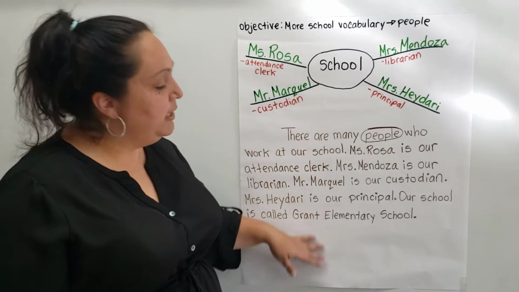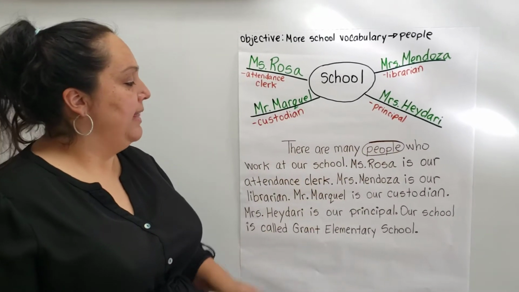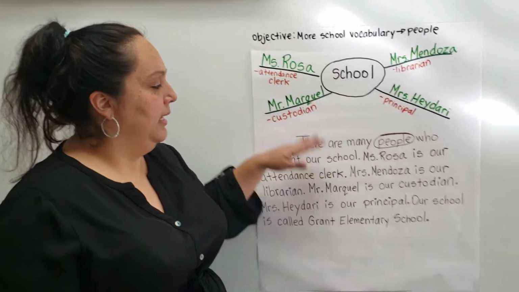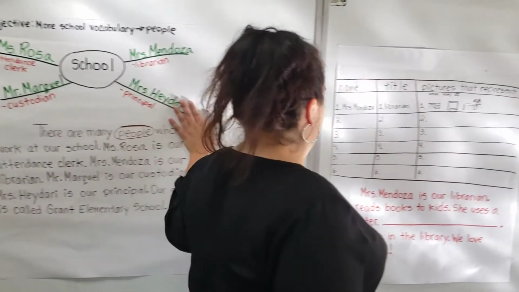And then after a few times of reading it together, you're going to have them read this. And then they could go ahead and copy this paragraph. Okay, this is a day 2 example. You could keep this going.